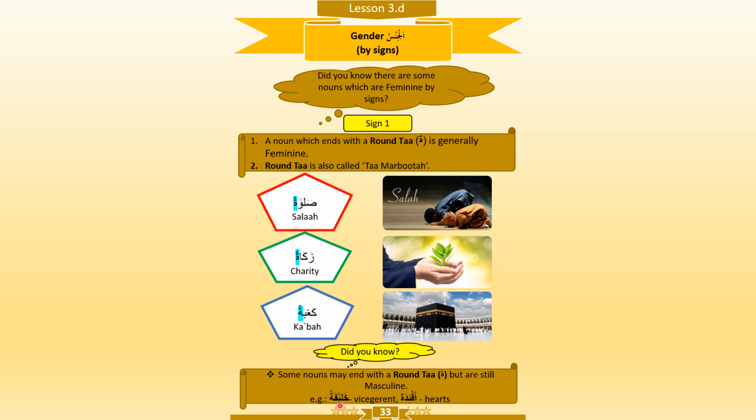Then the examples which are an exception to the rule are khalifatun and af'idatun. It has a ta marbuta, which means hearts, but it is treated as masculine and not feminine, an exception to this particular rule, or sign 1.